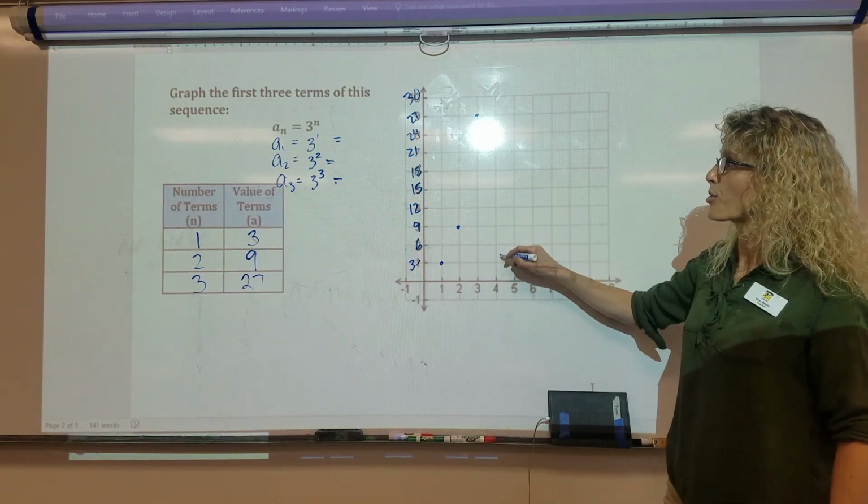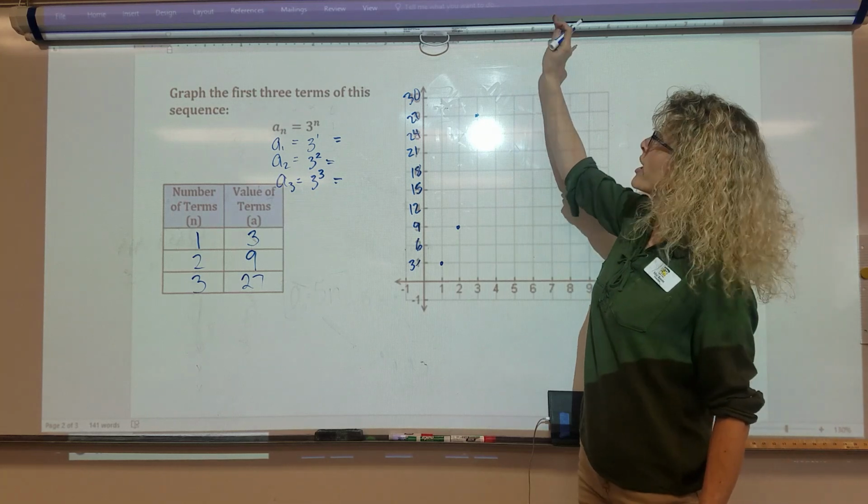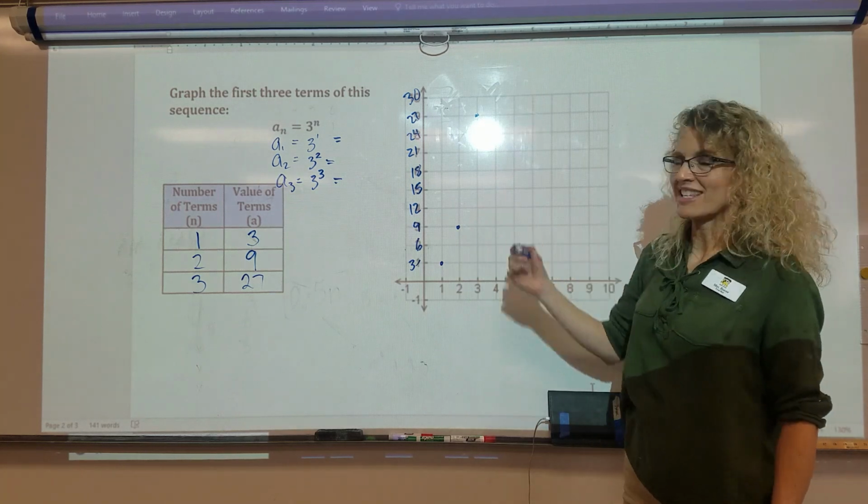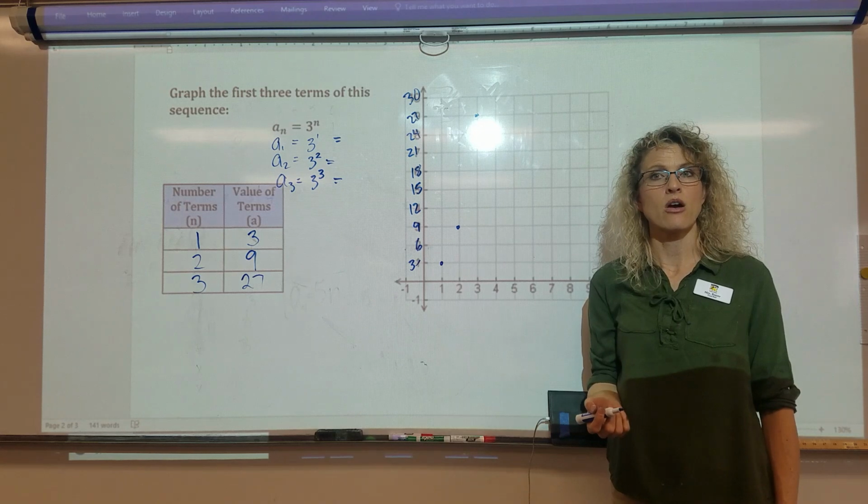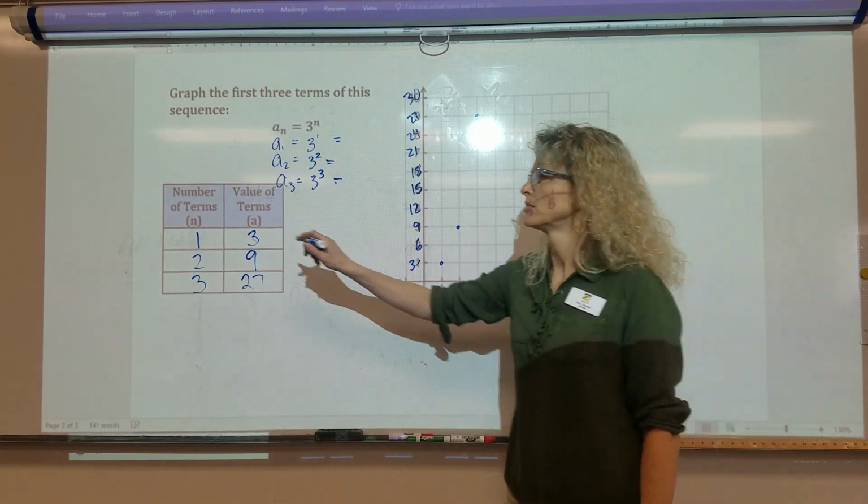And then could you guess 4 is going to be 81? Way up there. So clear up there. Is it linear? No. Does it go through the origin?